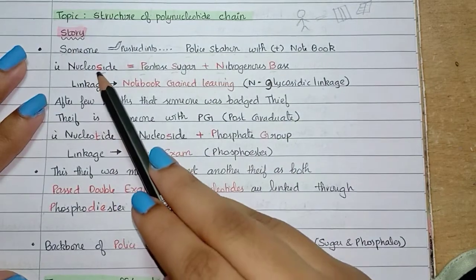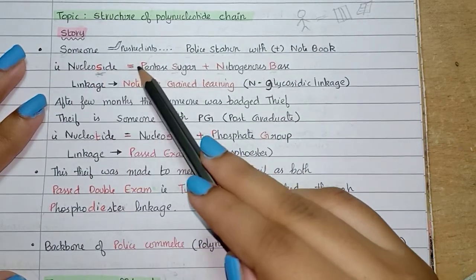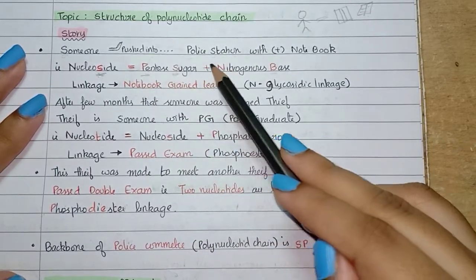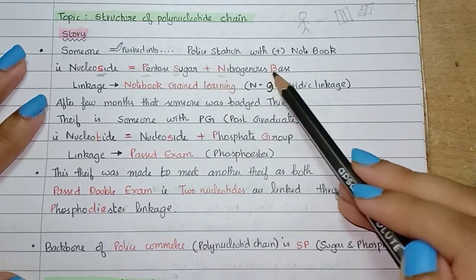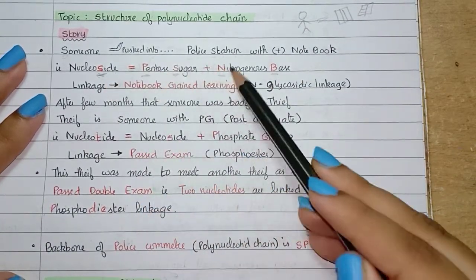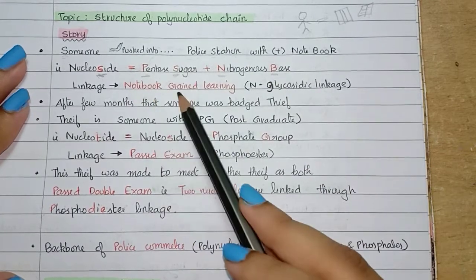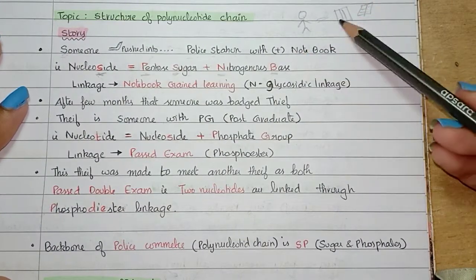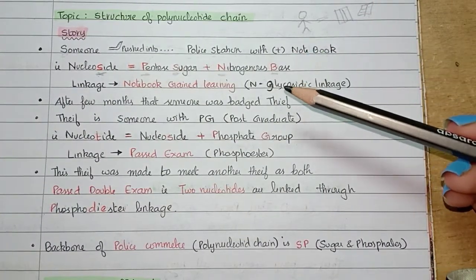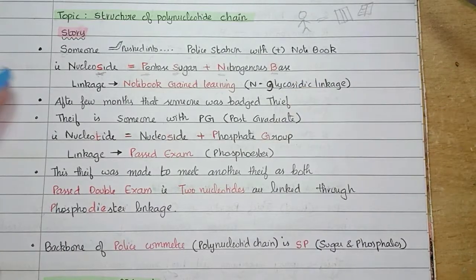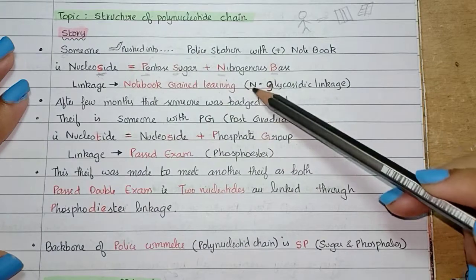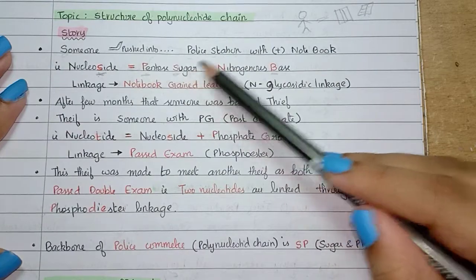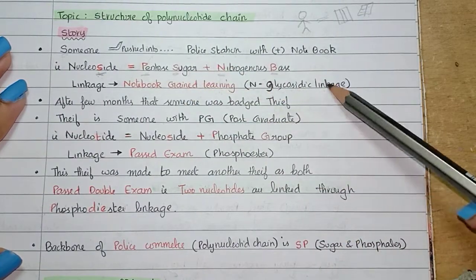So someone, that is nucleoside, S for someone, nucleoside, pushed into police station, pentose sugar, police station with notebook, that is with means plus, NB, that is nitrogenous base. So nucleoside is pentose sugar plus nitrogenous base. And notebook gain learning. Because that someone was pushed into the police station with a notebook, it helped him gain knowledge, that is gain learning. So notebook gain learning, that is N-glycosidic linkage. So the linkage between these two, police station and notebook, is N-glycosidic linkage.